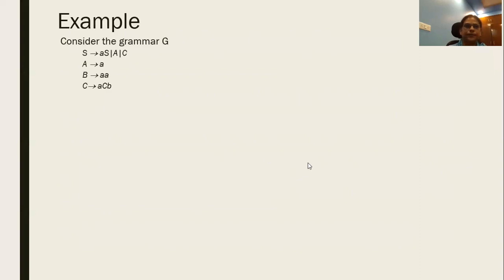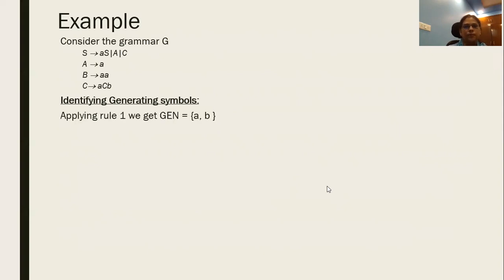We have this grammar. Now, if we are given this grammar and we would like to identify generating symbols in this grammar, we first apply the basis step. Let's call it rule 1, and we get the set of generating symbols as a and b. If you look at this grammar, there are only two terminal symbols here, a and b. Now we look at all these productions one by one. When we look at this production, A derives a, all the symbols on the right-hand side of this production are generating. Hence, A is generating.